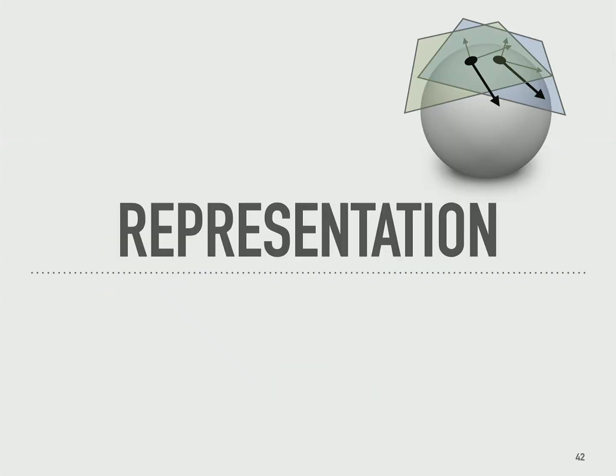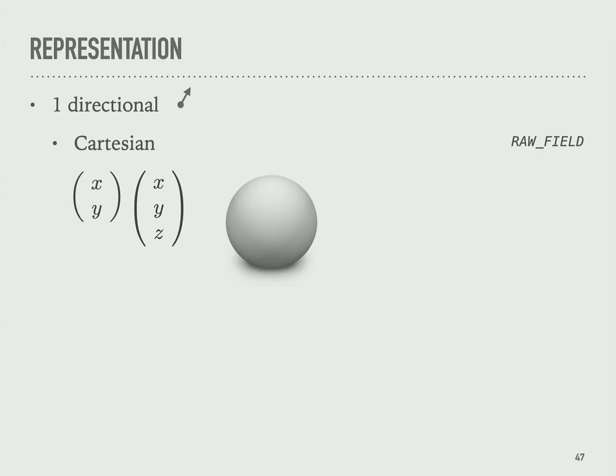All right. Let's go into representation. Okay, we talked about discretization, the spaces we live on, but we haven't talked about how to represent those objects in a way that we can do stuff on. So the classical one that is obvious is the one-directional, the single vector field, what's also called a raw field. It's either Cartesian, which means you literally have just xy as one huge array per point, or xyz if it's on a volume.